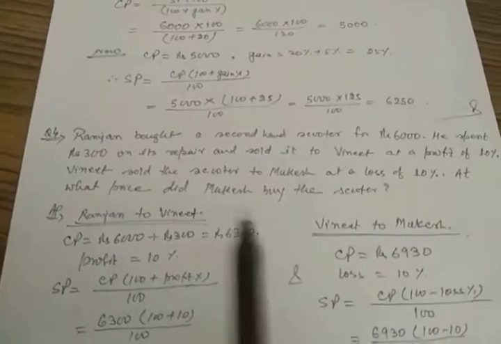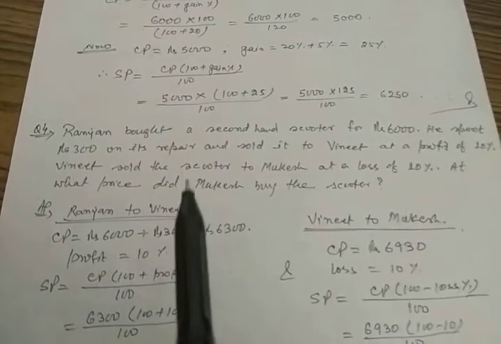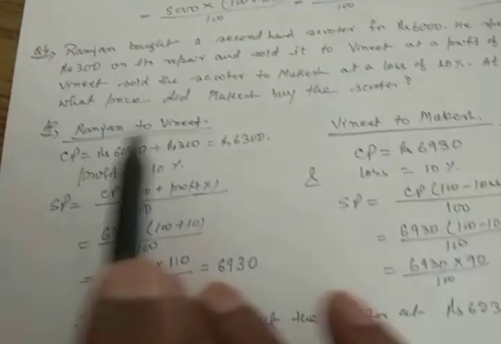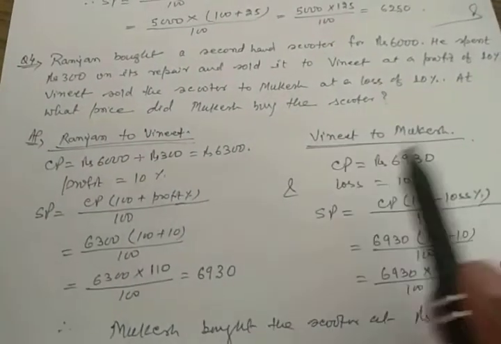What was the cost for? Cost goes to Mukesh. So we will solve in two parts. First part, Ranjan to Vinith. This is the first transaction, Ranjan to Vinith. Second transaction, Vinith to Mukesh.